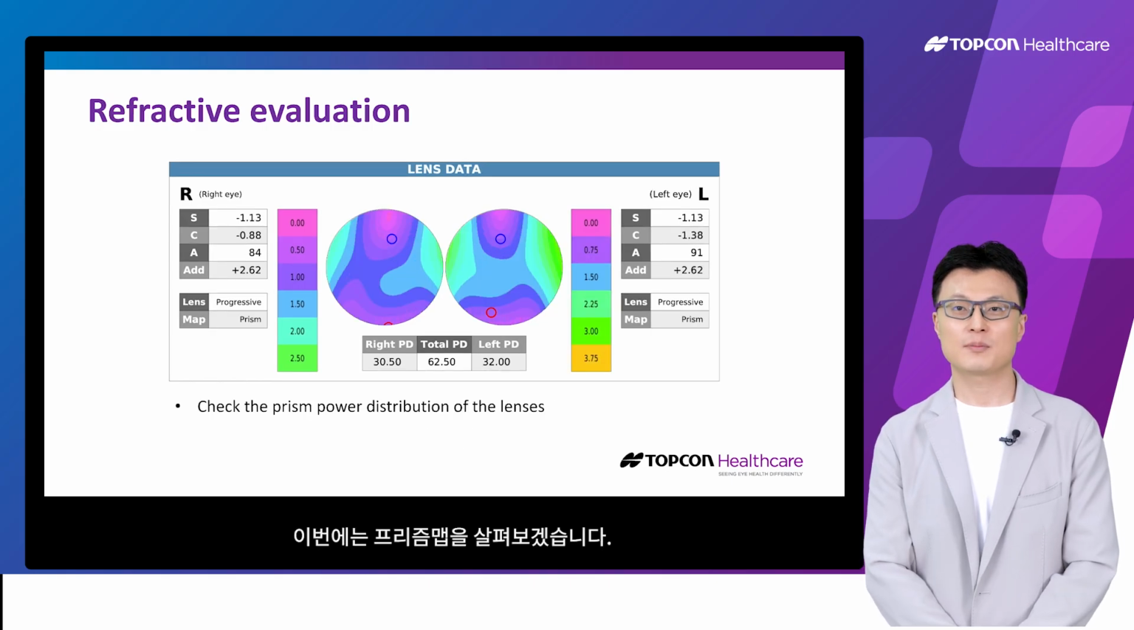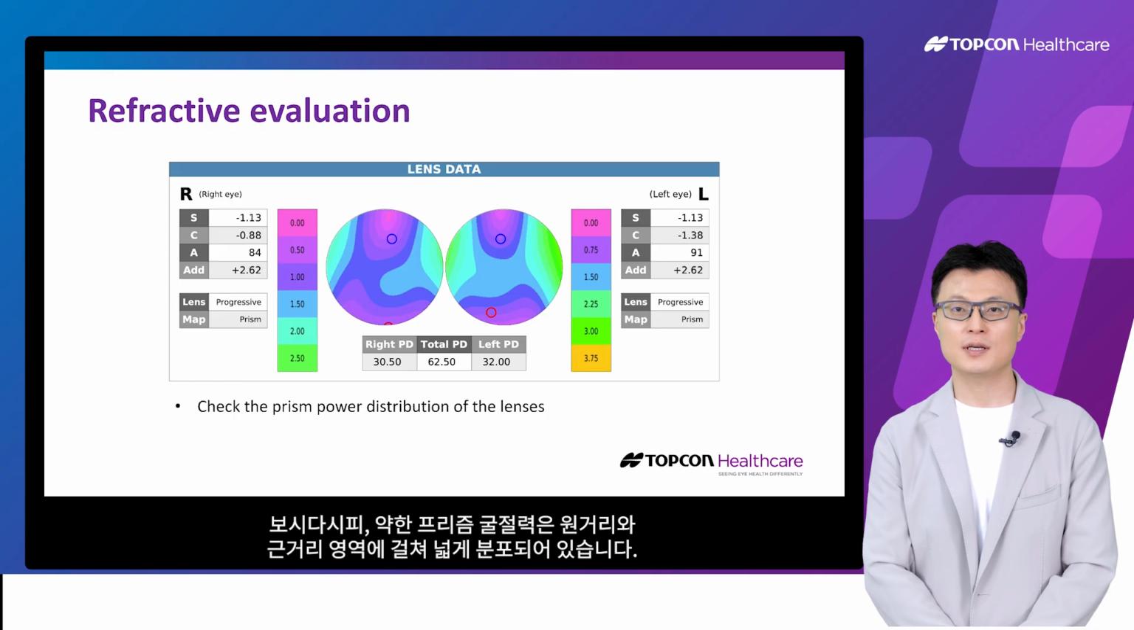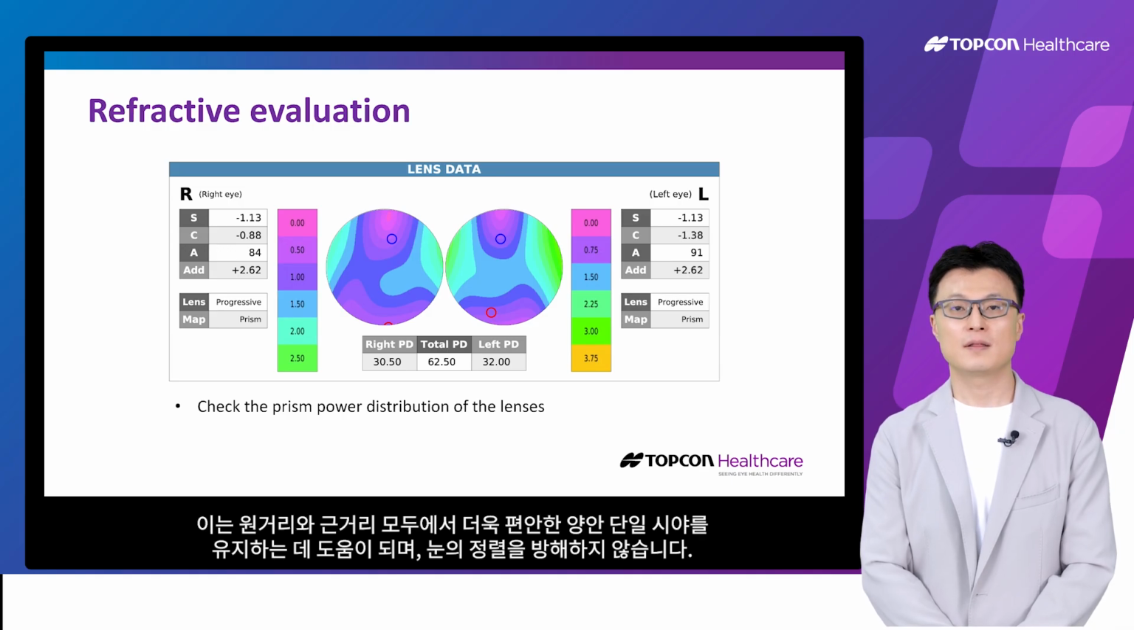Now, let's take a look at the prism map. As you can see, weak prism power is spread out widely across the distance and near zones. This helps maintain more comfortable binocular single vision at both distance and near, with less disruption to eye alignment.